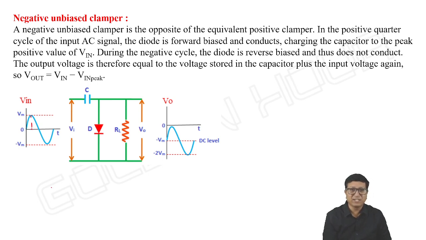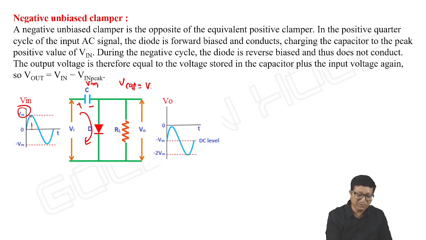And the capacitor will charge up to the positive peak. Means, if the diode conducts, the current will flow like this, plus minus, and the capacitor will charge up to Vm. So V capacitor is equal to Vm. As usual, if you take the loop equation, V input is equal to V capacitor plus V output.